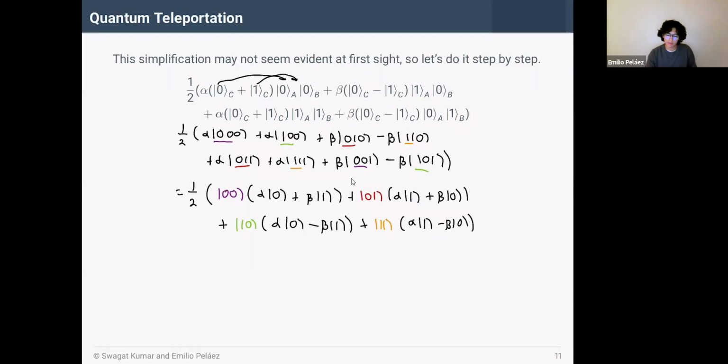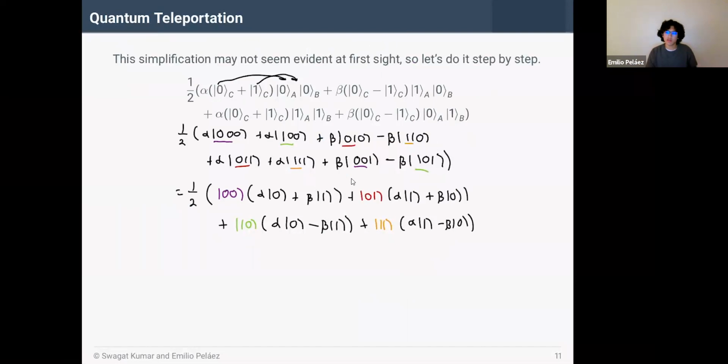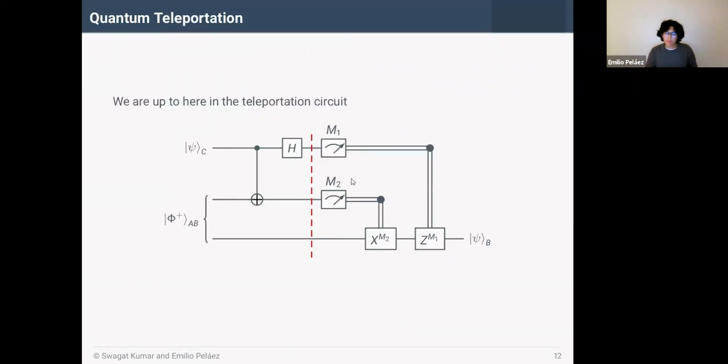So yeah, this is basically the state where we end up with, which is the same as this one, just simplified from the top expression. So now we're up until here on the quantum circuit, the state where the red line is. So we only have measurement left. And as you can see, after measurement, we still apply some gates to qubit B, which is this one.